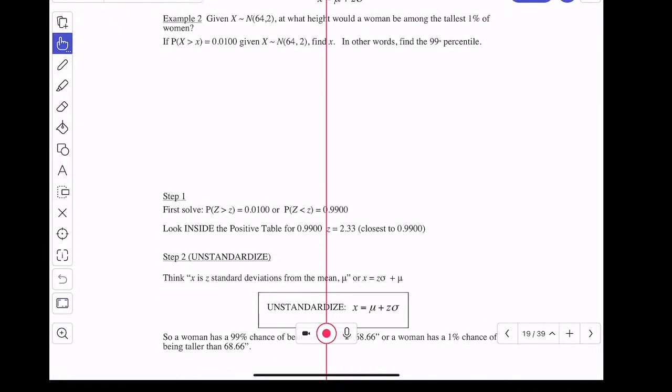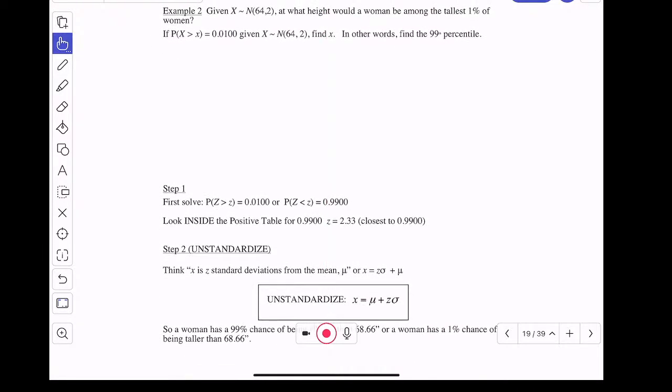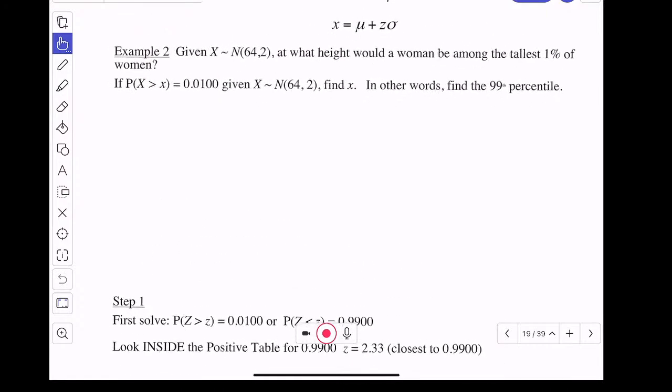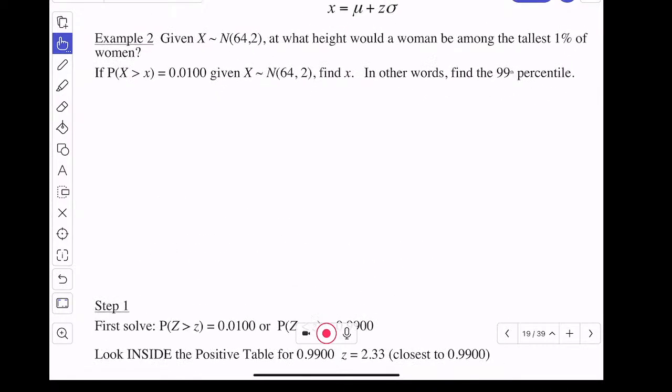Here's another problem and a solution. Given x is distributed with a mean of 64 and a standard deviation of 2, at what height would a woman be among the tallest 1% of women?